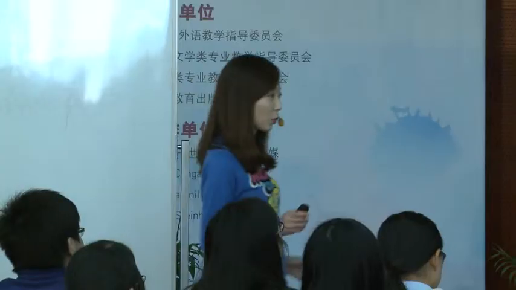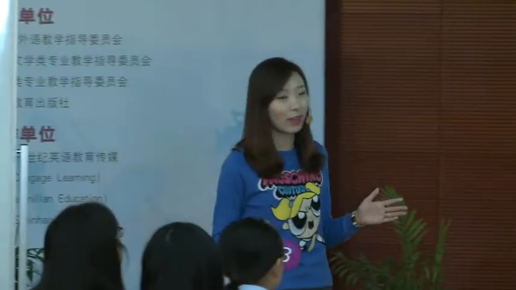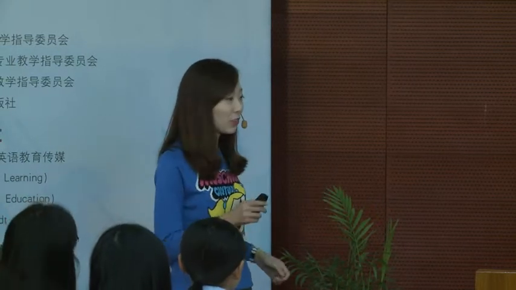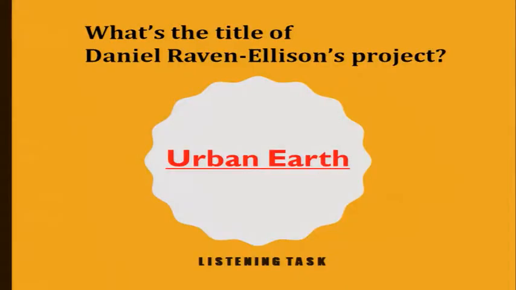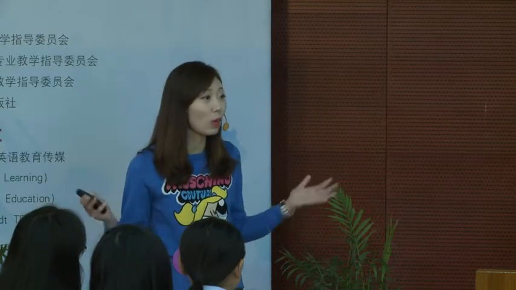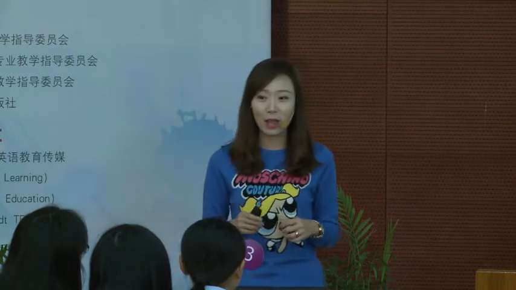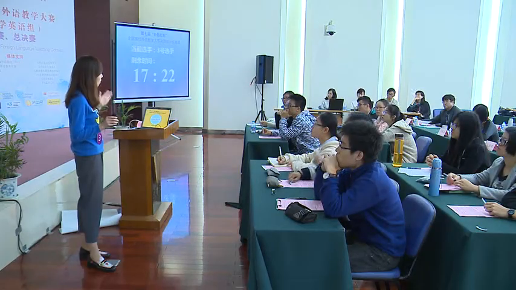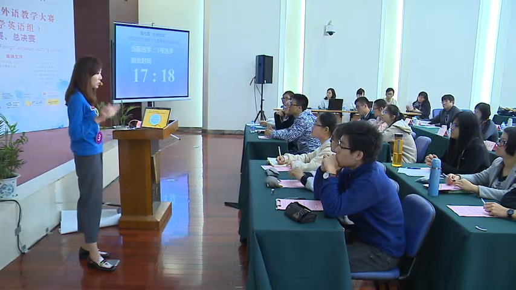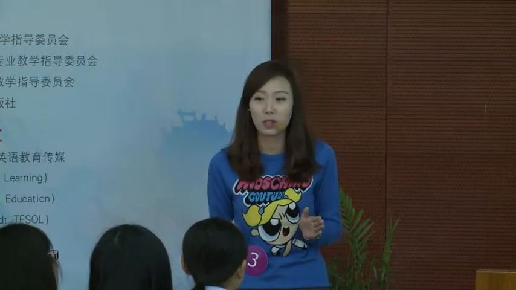Okay, so after watching, it's quite clear that the title is Urban Earth. Exactly. So what does urban mean here? Urban relates to city or city life, and Urban Earth here means that he has explored different cities around the world. Right. Now, I'm wondering, have your curiosities been aroused, so that you wonder why and how he completed his project? Because if you do, we're moving on to the next part.